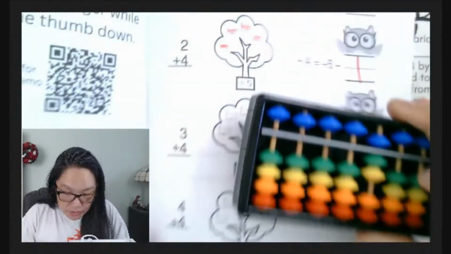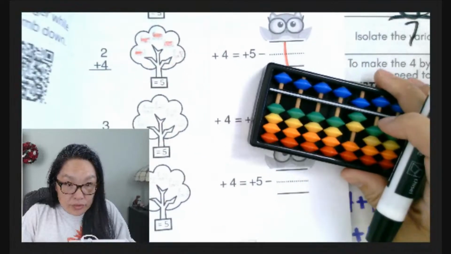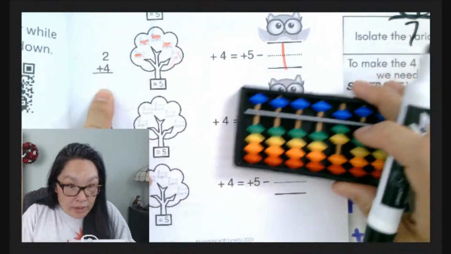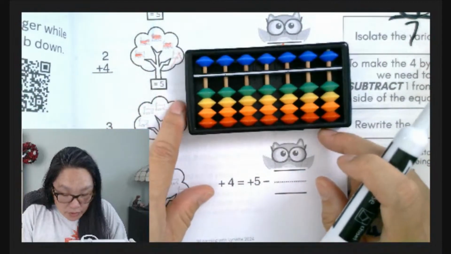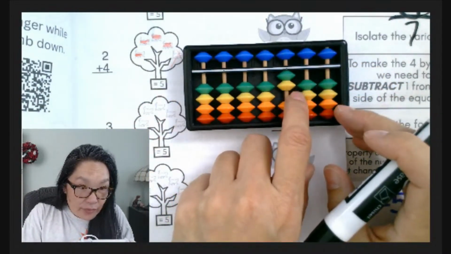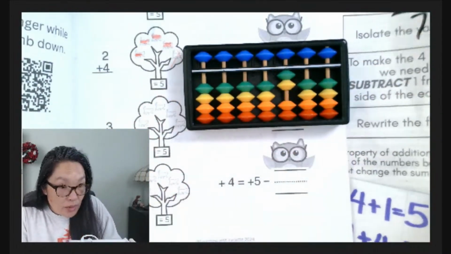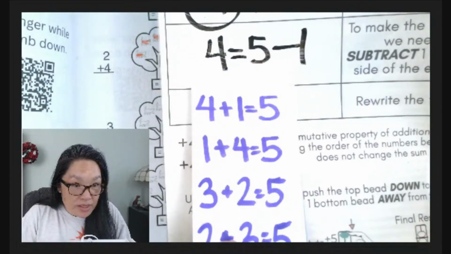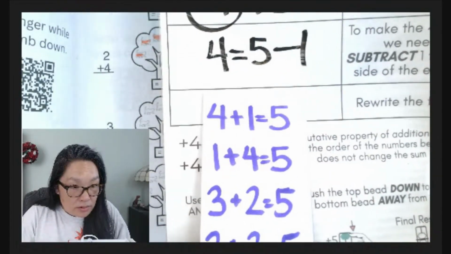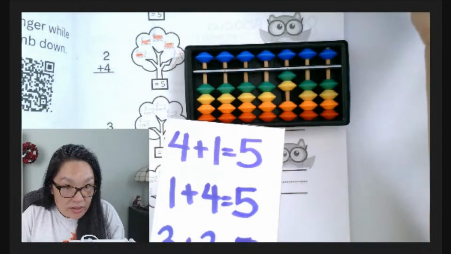So what we're going to do is we'll do 2, right? I have 2 on the abacus. I don't have enough beads. So what do we do? Guess what? We're going to go back to our formula. Plus the 4 is equal to plus the 5 minus the 1. That's the formula. That's the formula that we need.